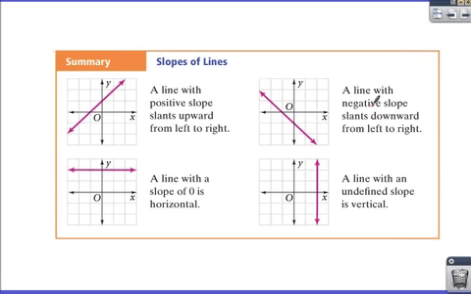So in summary, a line with a positive slope slants upward from left to right as if you're going up a hill. A line with a negative slope slants downward from left to right as if you're going down a hill. A line with a slope of 0 is horizontal, and a line with an undefined slope is vertical. We also talked about the formula m equals y2 minus y1 over x2 minus x1.